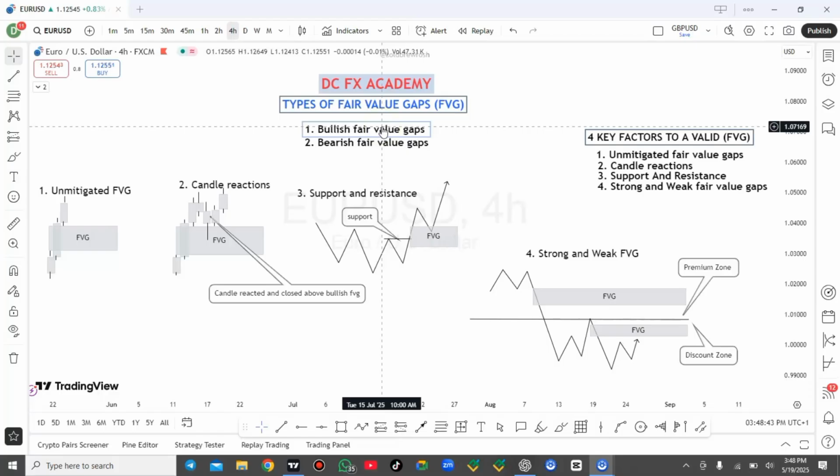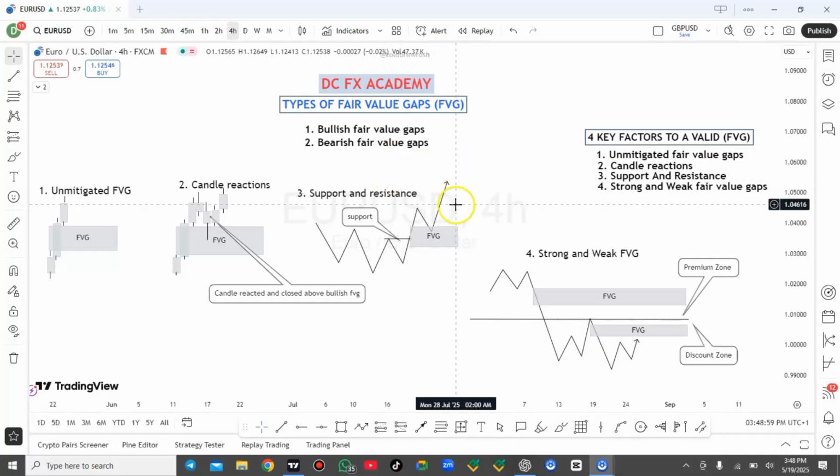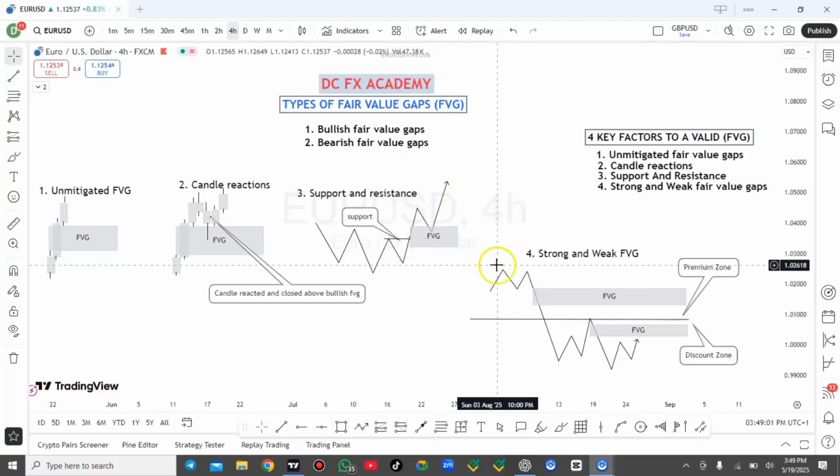So in today's video, I'll be talking about fair value gaps, and not just about fair value gaps. I'll also be talking about the valid fair value gaps, the types of setups you should look out for, and of course the entry models. So stick with me in this video so that I don't get anything mixed.